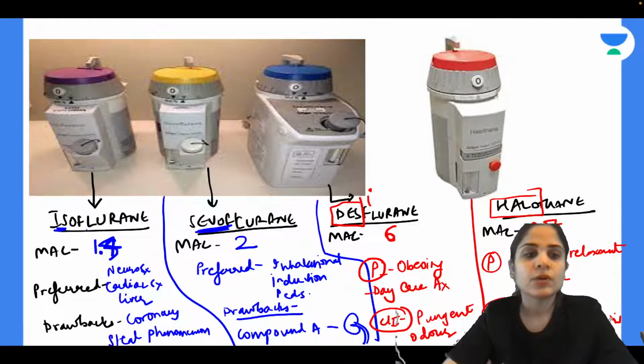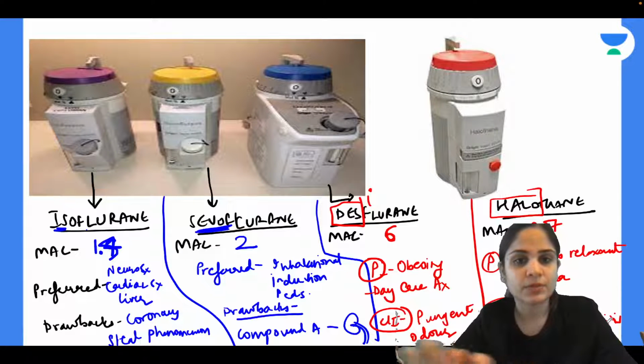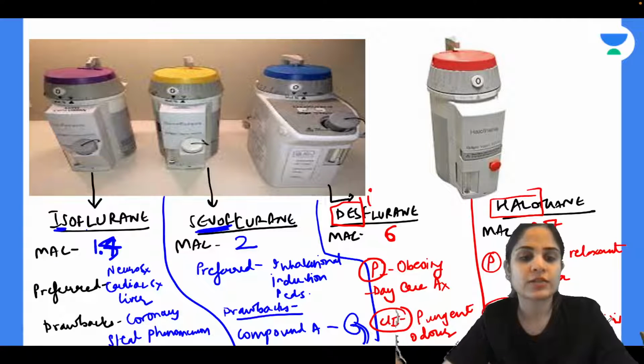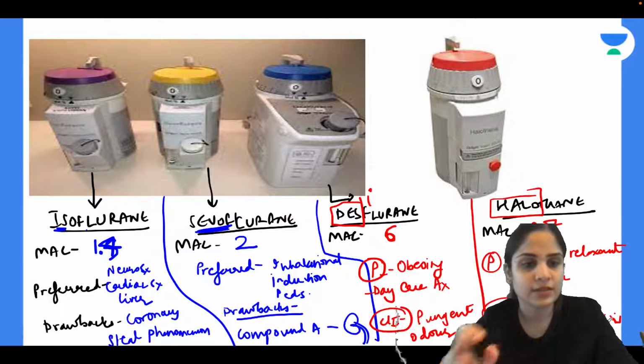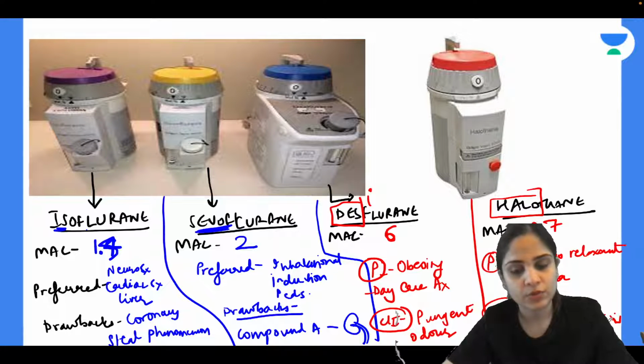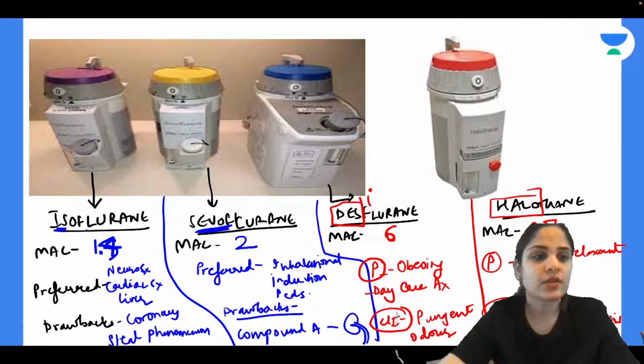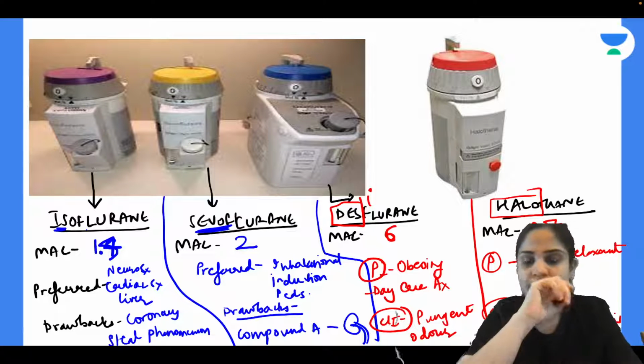Okay, now what are the kind of questions that come in the exam? From this entire slide you will get simple questions like, what is the inhalational agent preferred in neurosurgery? You will answer isoflurane. What is the inhalation agent preferred in asthma? Answer will be halothane. What is the inhalation agent preferred in daycare surgery? Desflurane. What is the inhalation agent that has a pungent odor? Answer will be desflurane. What is the inhalation agent that destroys the liver? It will be halothane.